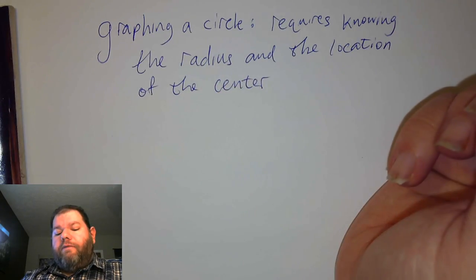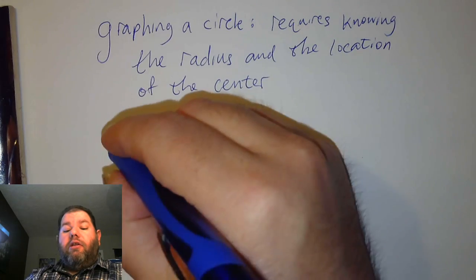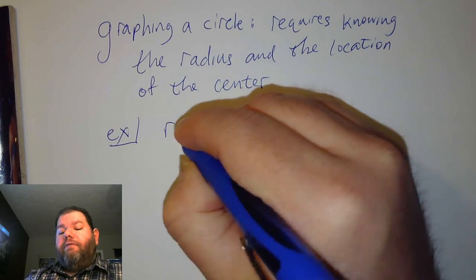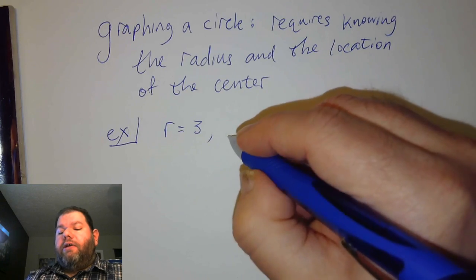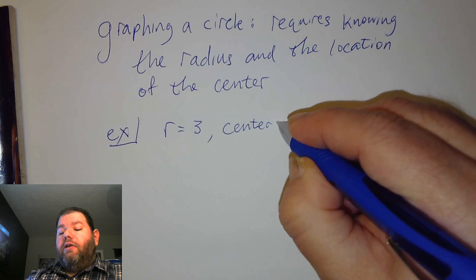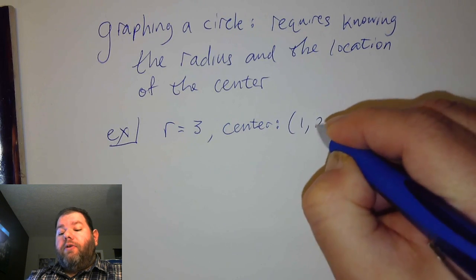So, first off, let's just look at an example. What if we have a radius of 3 with a center located at 1, 2?